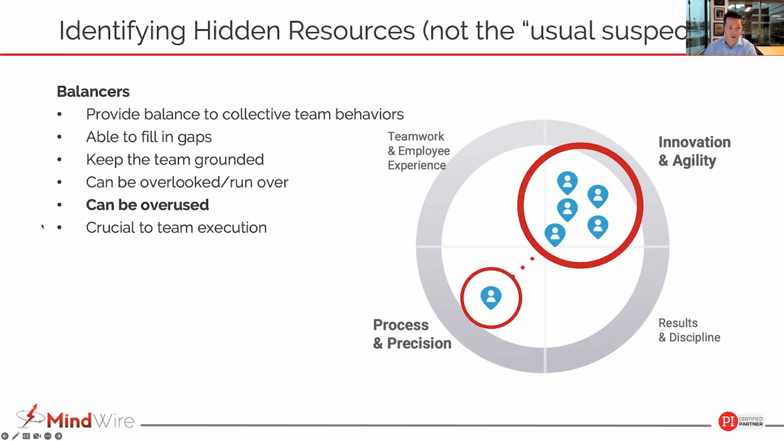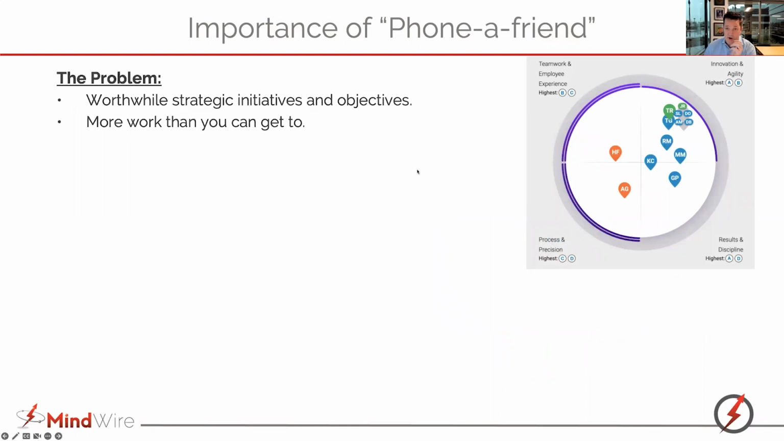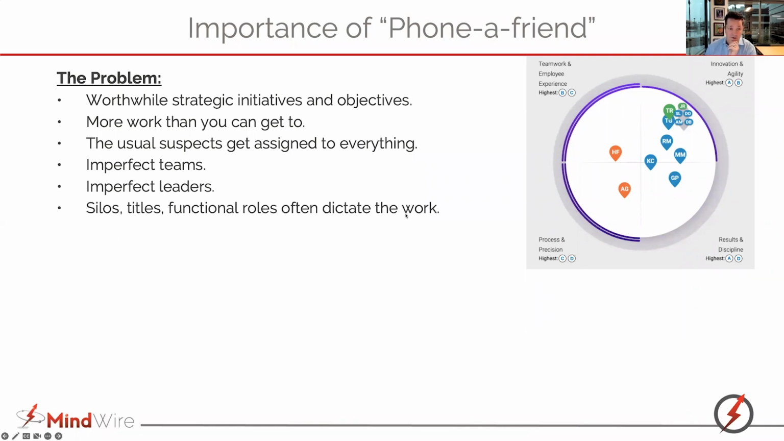So that's where we say we've got to look to find some other folks, because this could be crucial to the team executing well. If it is, we've got to phone a friend, right? And with phone a friend, there are worthwhile strategies. You probably have more important work than you can get to. We usual suspects get assigned everything, and we don't have perfect teams or leaders.